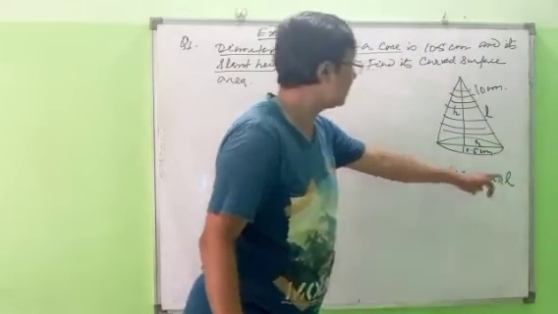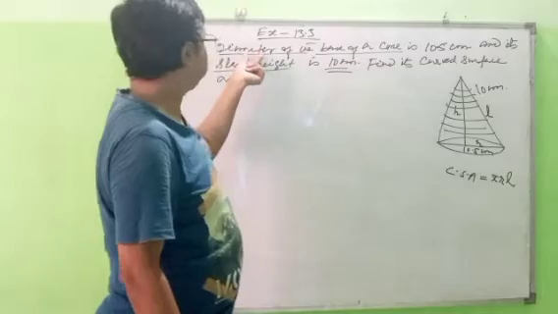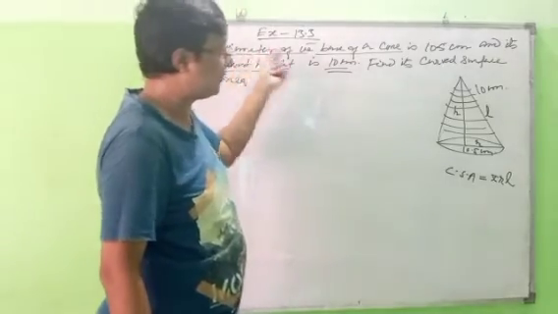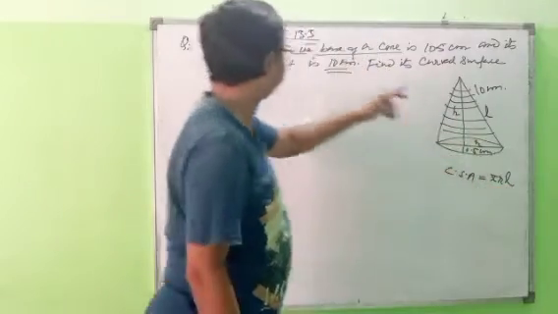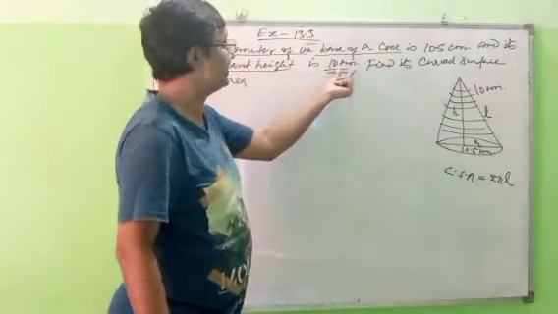So this radius you will get from this diameter. Making the diameter half, you will get the radius, and then they have given L. L is what? Slant height. So here that one is given as 10 centimeter.